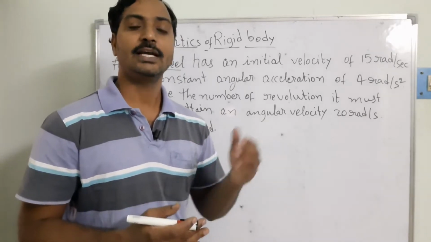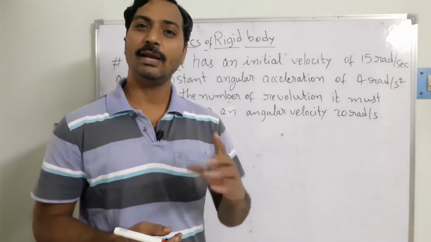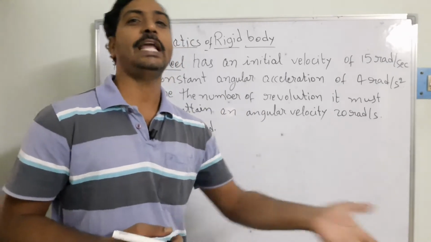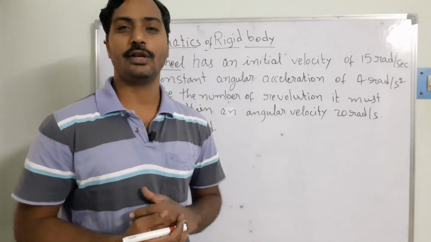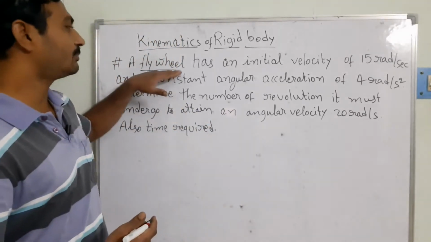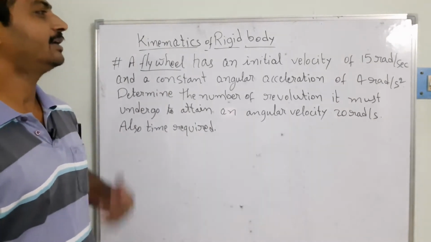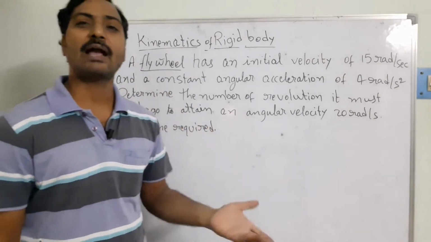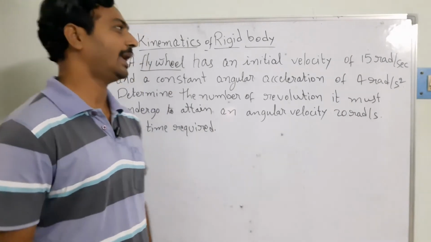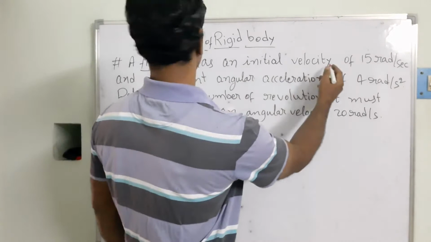Always we think that the engine is delivering power. Yes, that is possible only in 1 stroke. In the remaining 3 strokes we need to supply power to the engine. So the excess energy is stored inside the flywheel in the form of rotational energy, and it gives it back to the engine when required. Okay, that's fine. The flywheel has an initial velocity in radians per second.